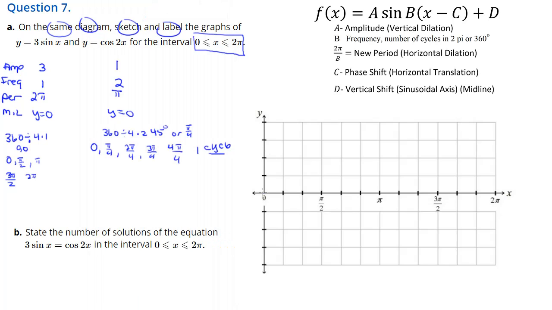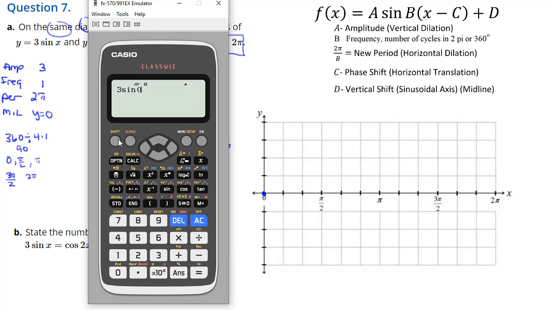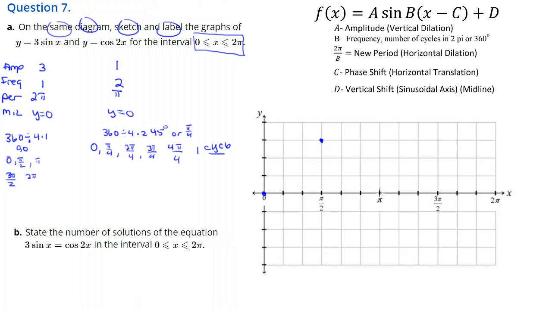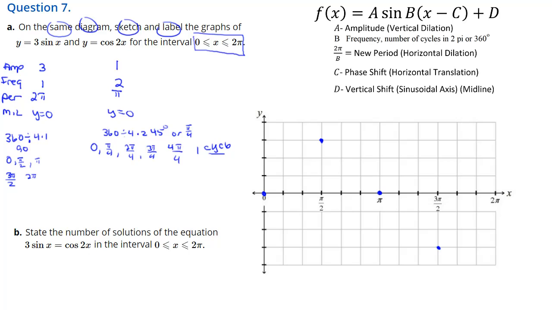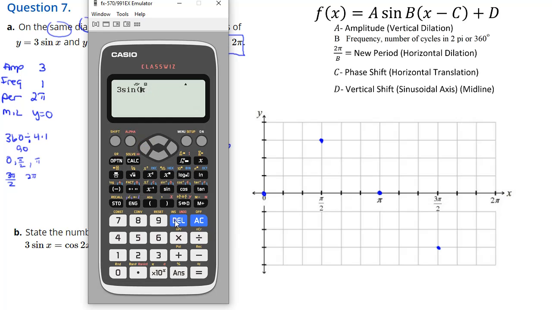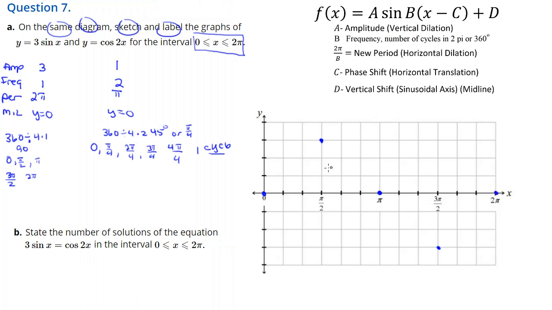3 sine 0 degrees is going to be 0. 3 sine pi over 2, and then we'll put in pi, and we'll get 0, and then we're going to get 3 pi over 2, and we're going to get negative 3, and then 2 pi, and we get a 0. And there's our cycle. And all we got to do is connect the dots, make the curves flatten out when we get to the edges. So let's go ahead and take a look at the other graph.